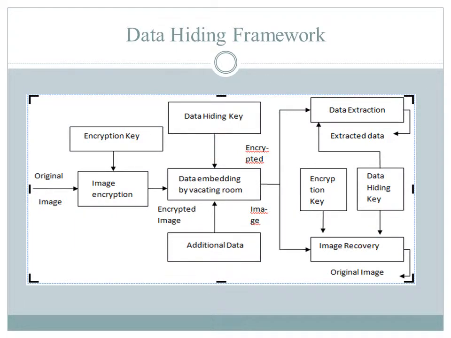Now this is the data hiding framework. It is the responsibility of the content owner that the original image is encrypted using the encryption key. Then the encrypted image is given to the data hider, which hides the message into it by using the data hiding key and additional data. After that, the hidden data will be extracted using the data hiding key, and the original image can be recovered by using the encryption key.